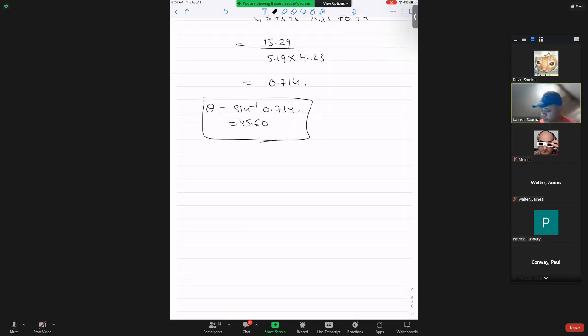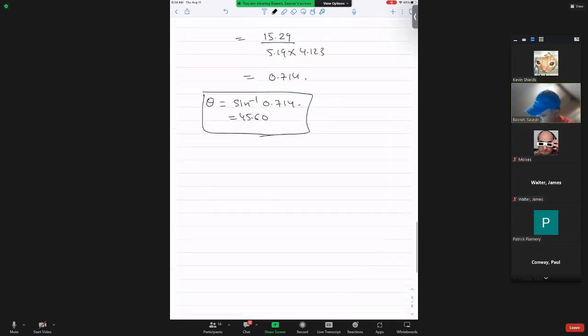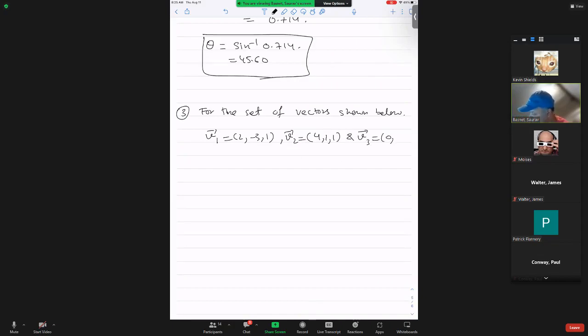Okay. So let me say this is 2. Let's say this is 3. Let me write this 3. So for the set of vectors shown below, v1 is 2, minus 3, 1, v2 is 4, 1, 1, and v3 is 0, minus 7, 1.